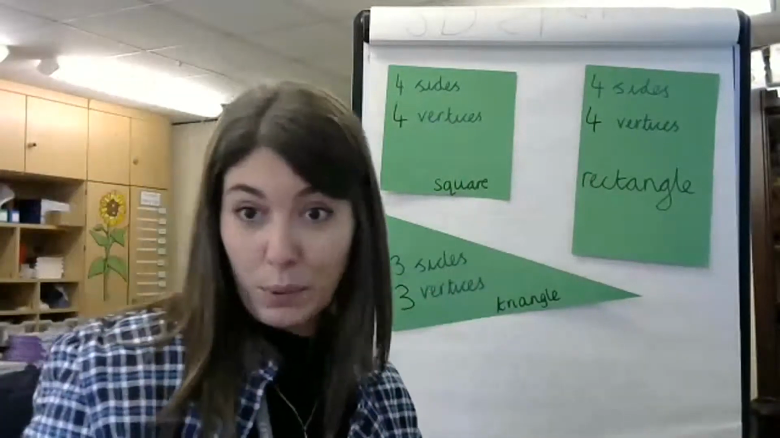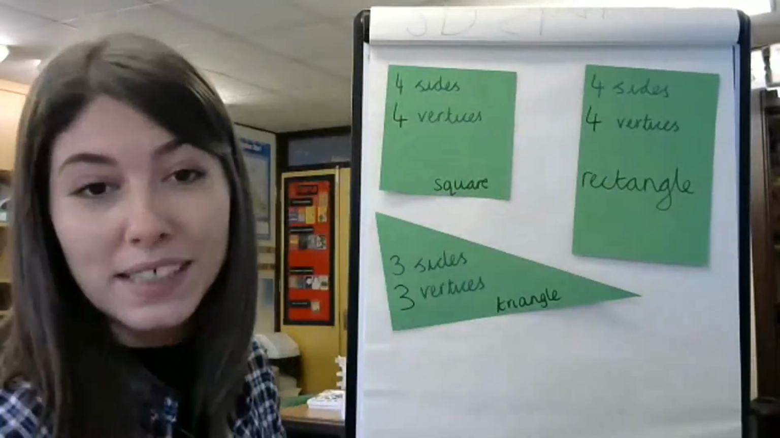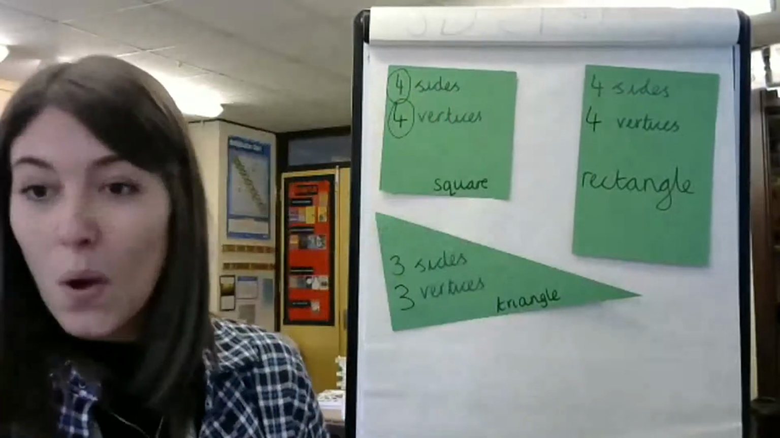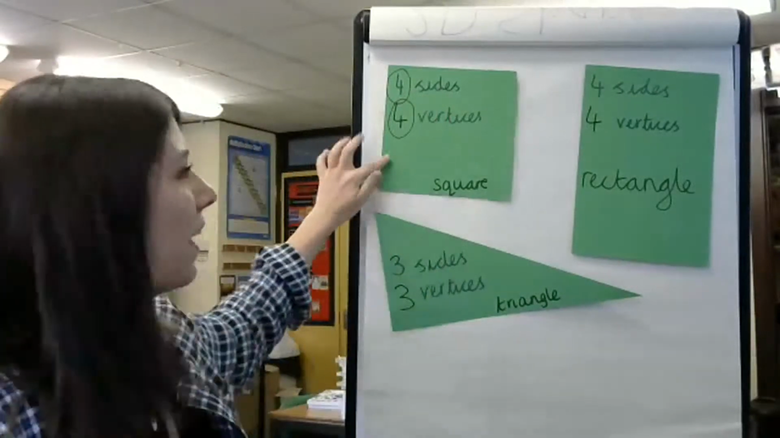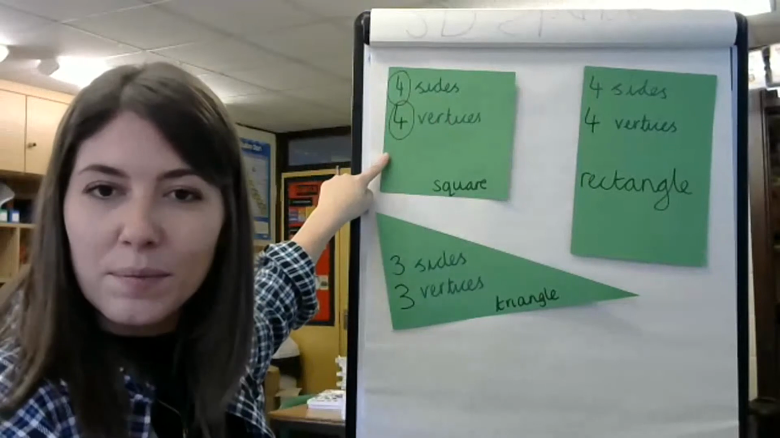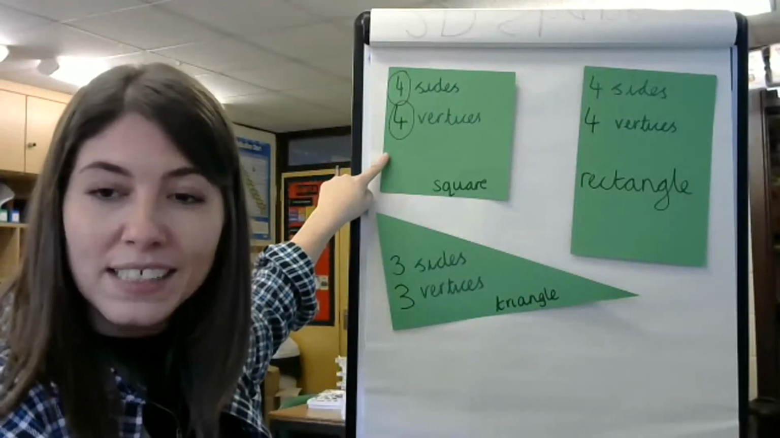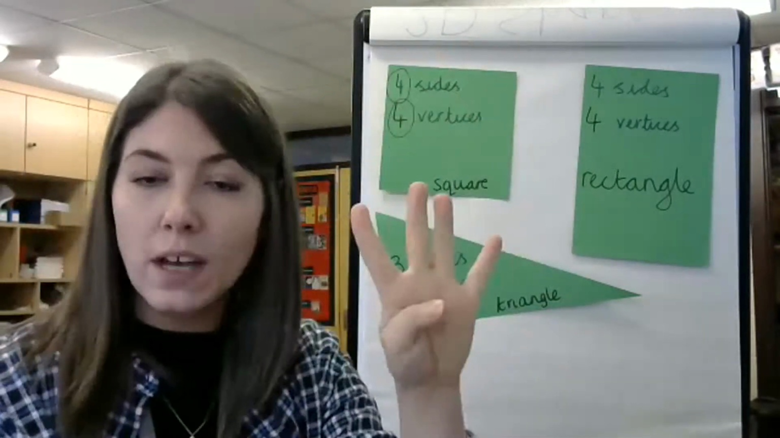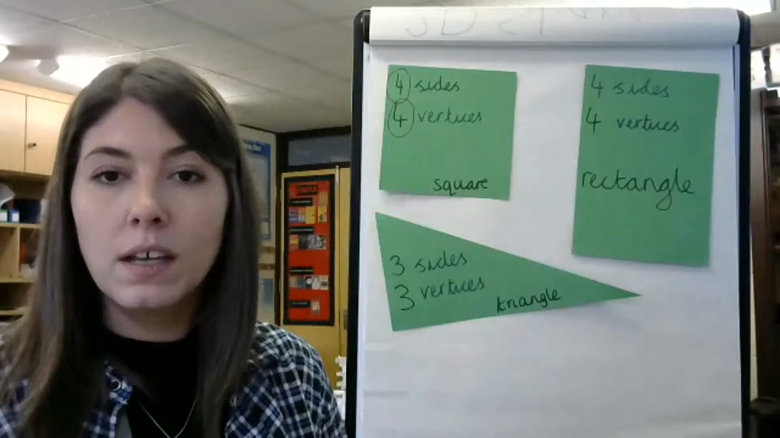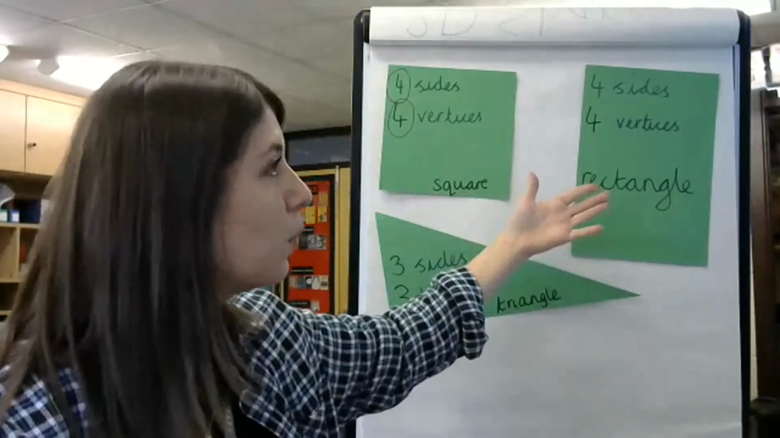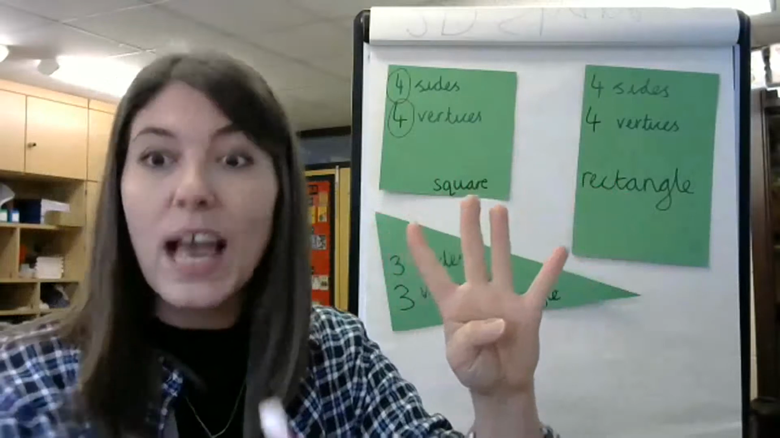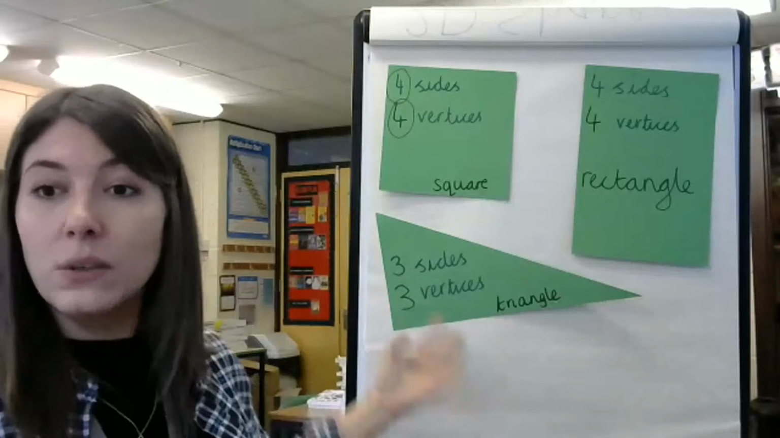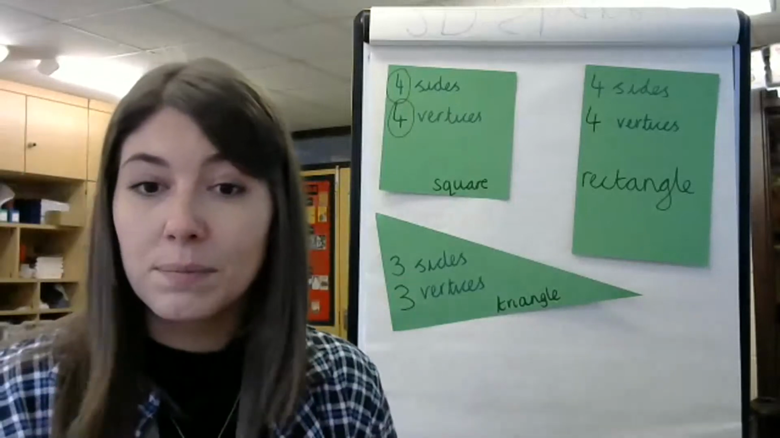Now, I'm going to point something out to you. I want to see what you notice. What can you see is important about this square? The square has the same number of sides as it does have vertices. It has 4 sides. It has 4 vertices. Oh, look, the rectangle also has 4 sides and then it has 4 vertices. The triangle we knew had 3 sides. It also has 3 vertices.